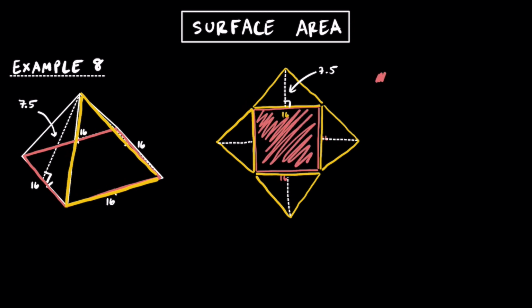So the area of that will be 16 times 16. It's a square, and there's only one of them. That'll be 256 units squared. And let's take a look at these triangles.